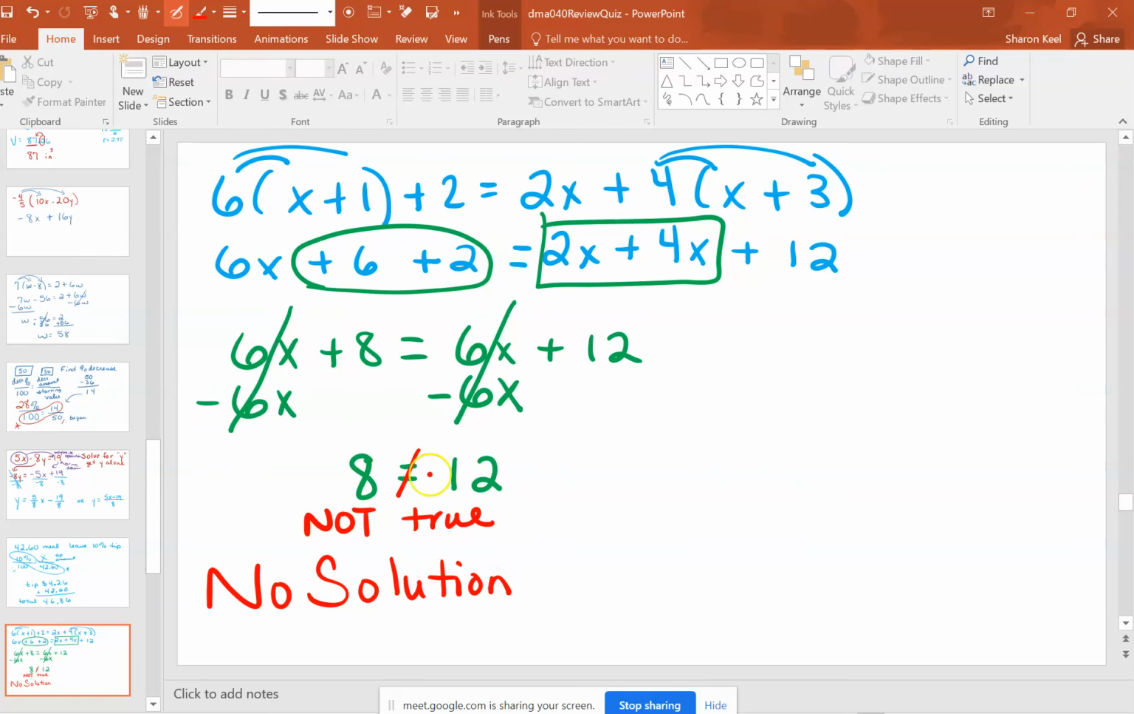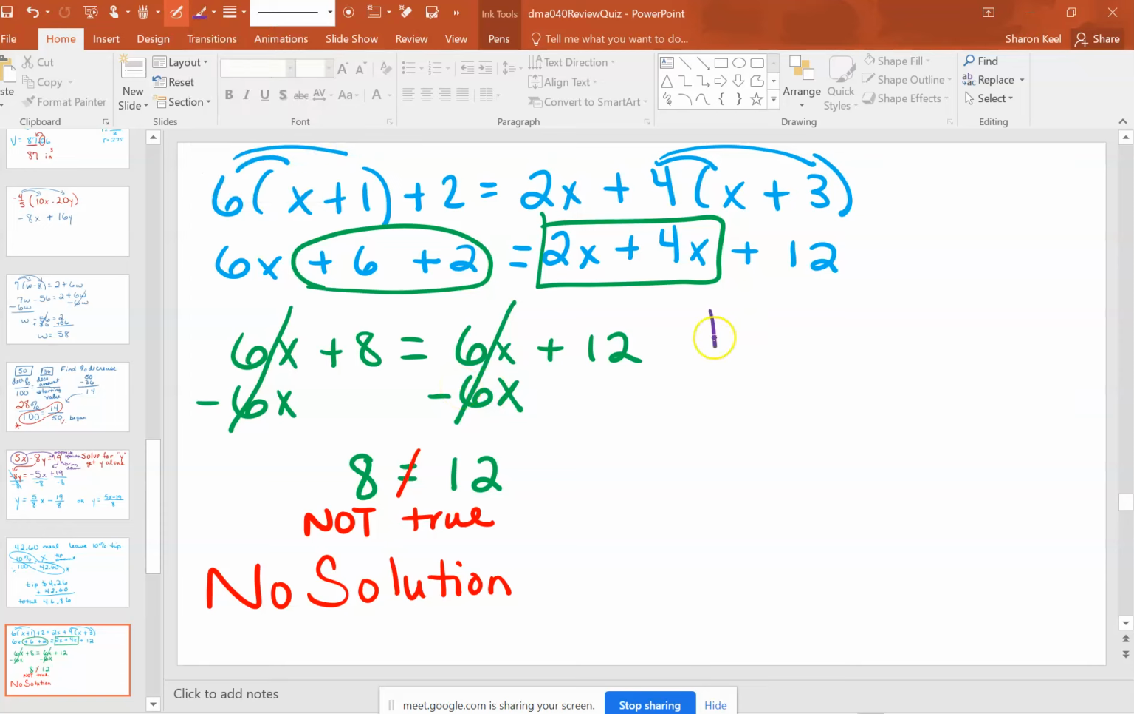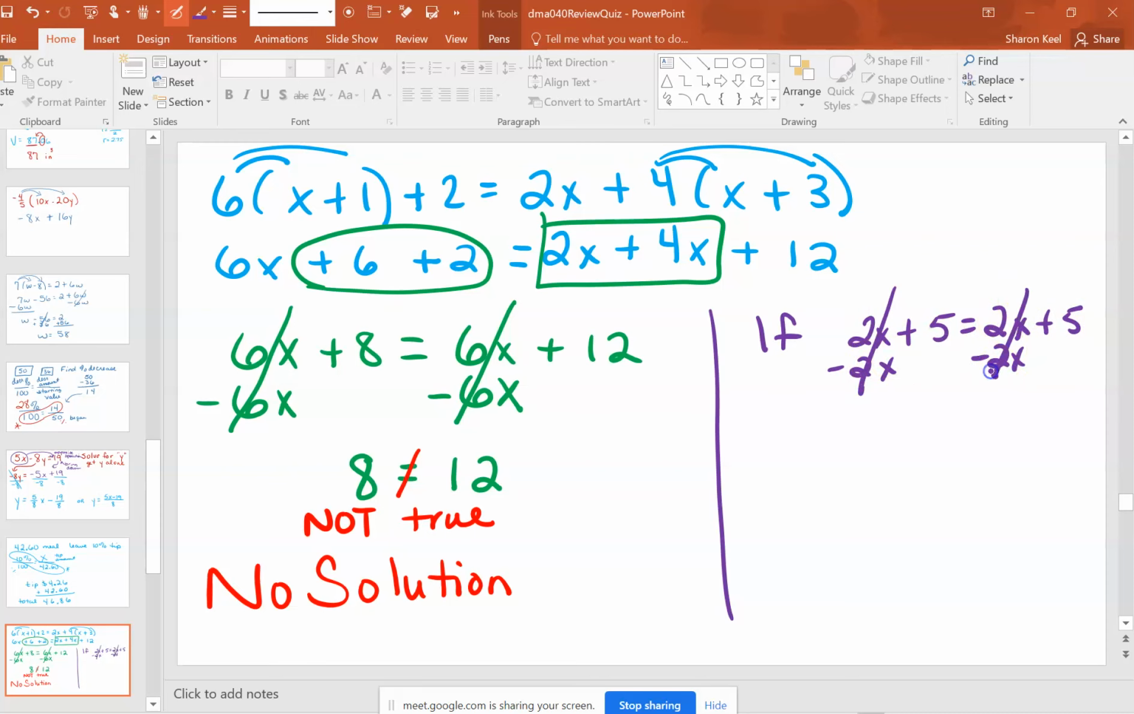So if you have two values left and they're not equal, once the x's completely cancel, our answer is no solution. However, let me give you an example of a different scenario. You had 2x plus 5, and you simplified and had another 2x plus 5. When you move the 2x over, in this case, it all canceled, and we're left with 5 equals 5. 5 is equal to 5. That is true. So if what you have is true, your answer is going to be all real numbers.